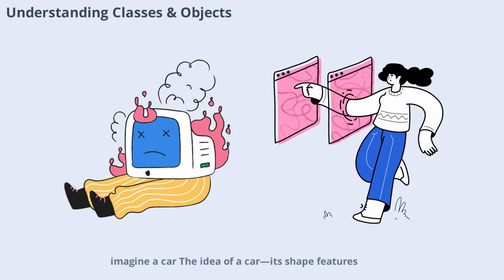For example, imagine a car. The idea of a car, its shape, features, and functions can be described in a class. When you actually build a car, you're creating an object based on that class. This approach helps organize code, making it easier to manage and expand. As we move forward, you'll see how classes and objects work together to bring your programs to life.